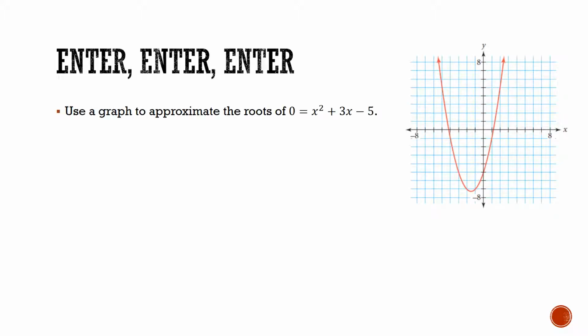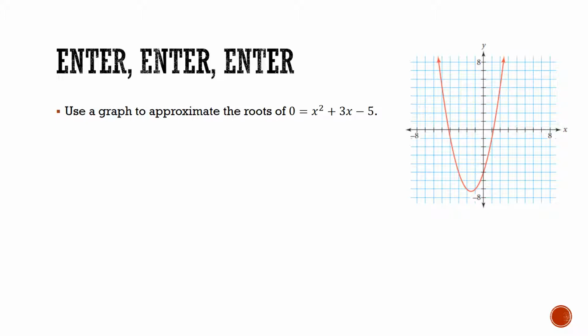So now on to the calculator thing. Have your calculator out, be ready. I'm going to use a graph to approximate the roots of 0 equals x squared plus 3x minus 5. When you're finding the roots or the zeros or the x-intercepts, the equation should be set equal to 0, because that's what we said before. We said that f of x equals 0. That's how we find the roots.